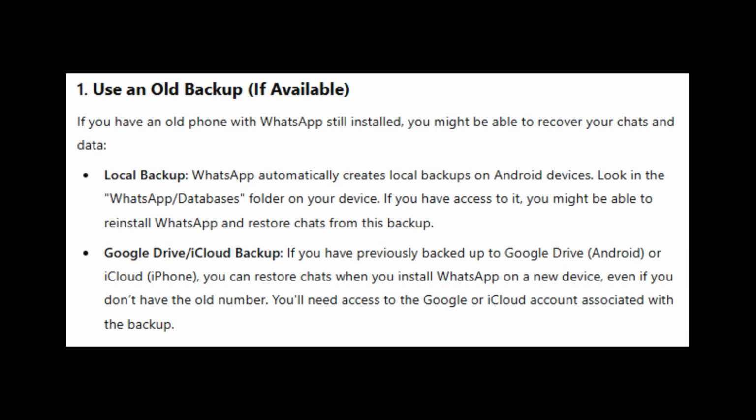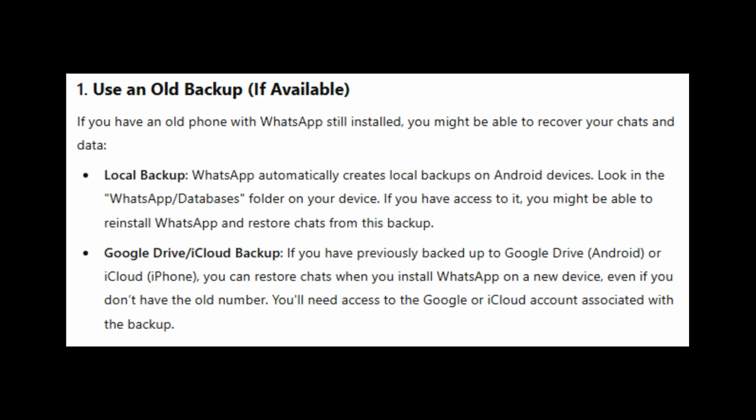Now, the first thing you can do is use an old backup if available. So if you do have an old phone with WhatsApp still installed, you might be able to recover your chats and data. Now, WhatsApp does automatically create local backups on Android devices. So what you want to do is look in the WhatsApp databases folder on your device.